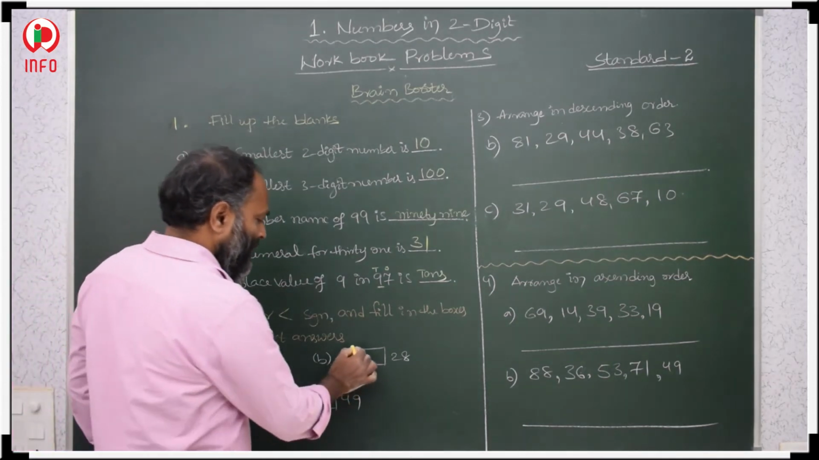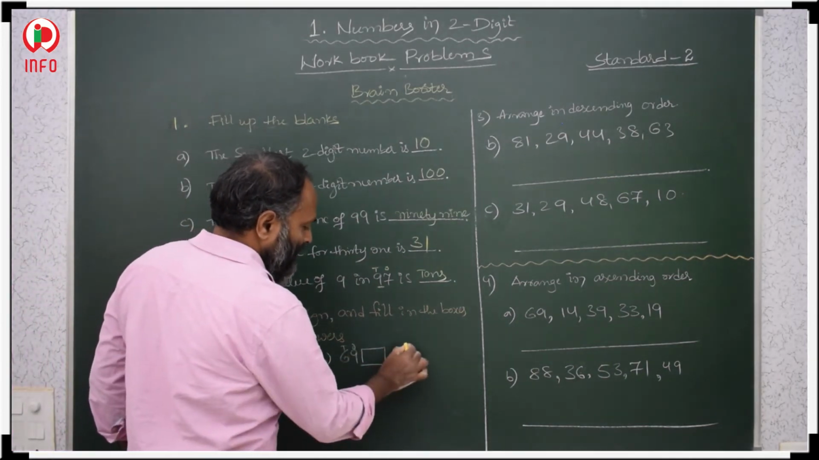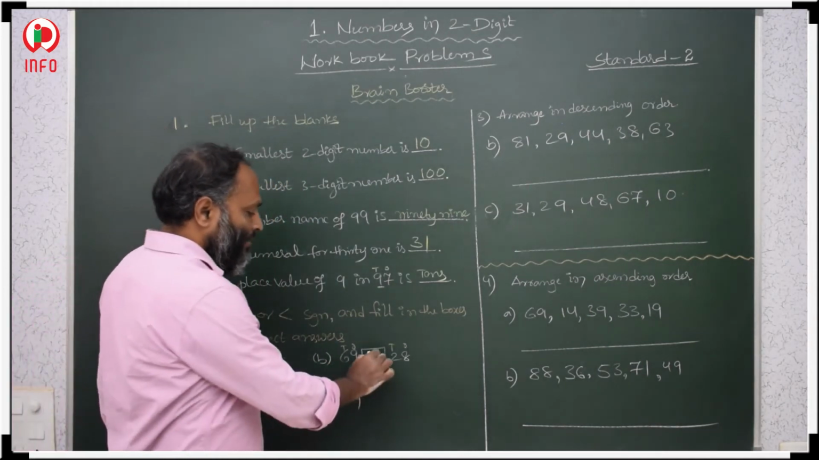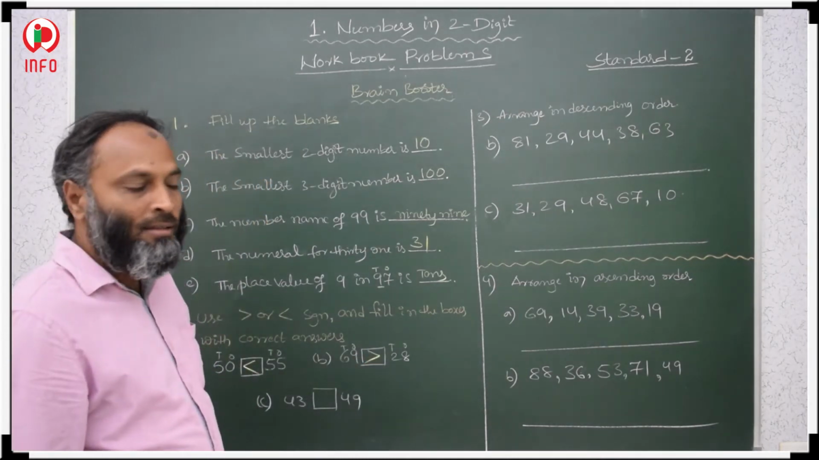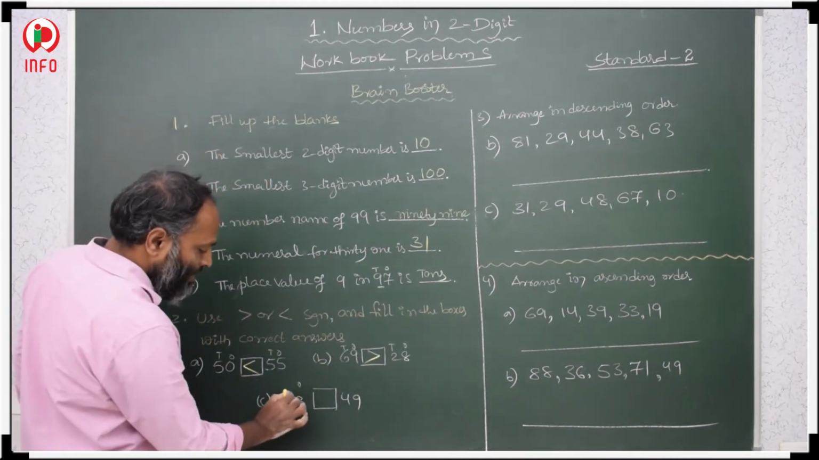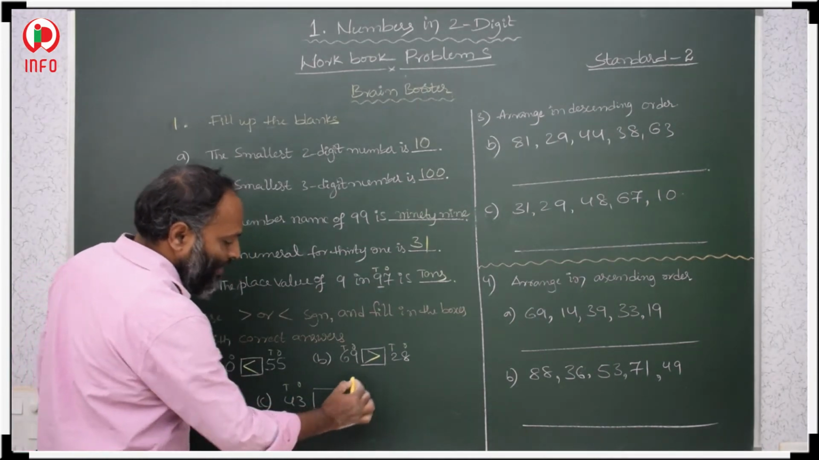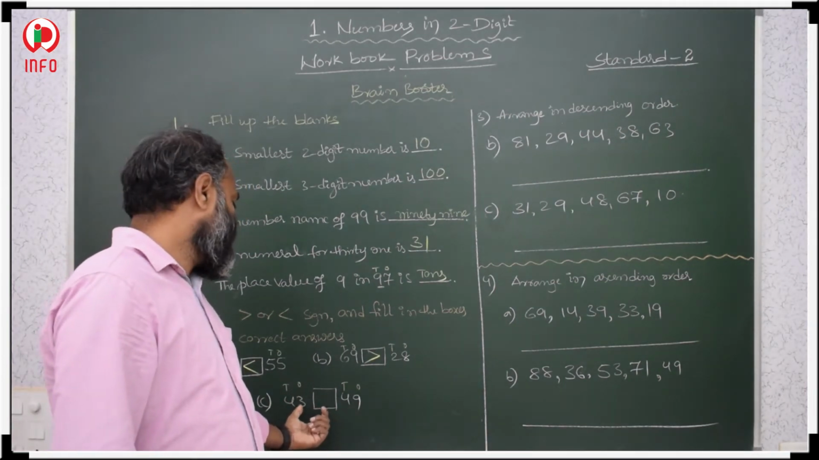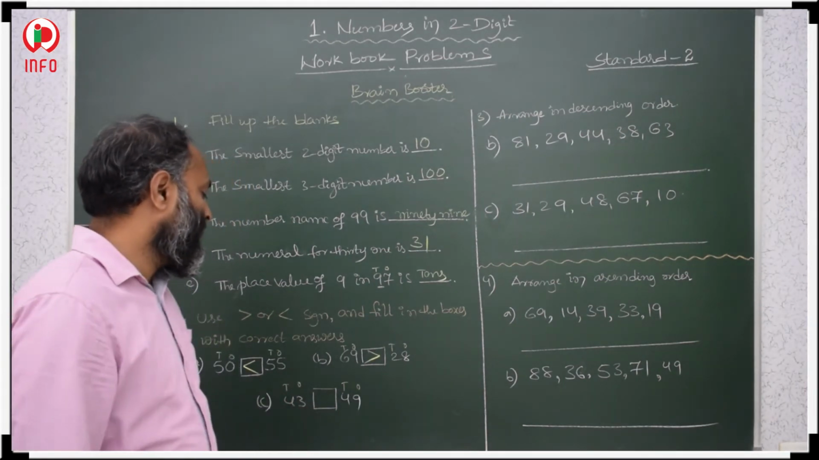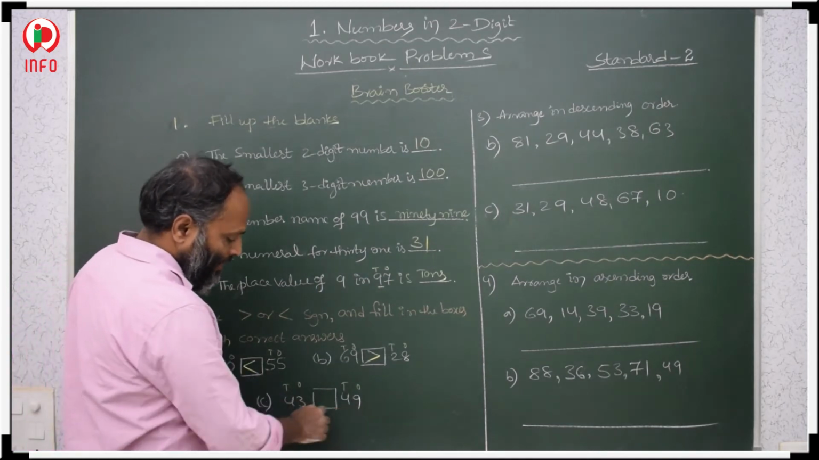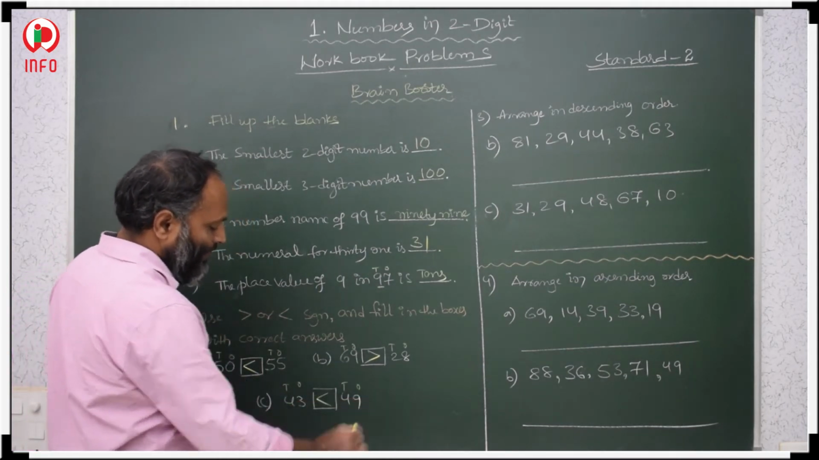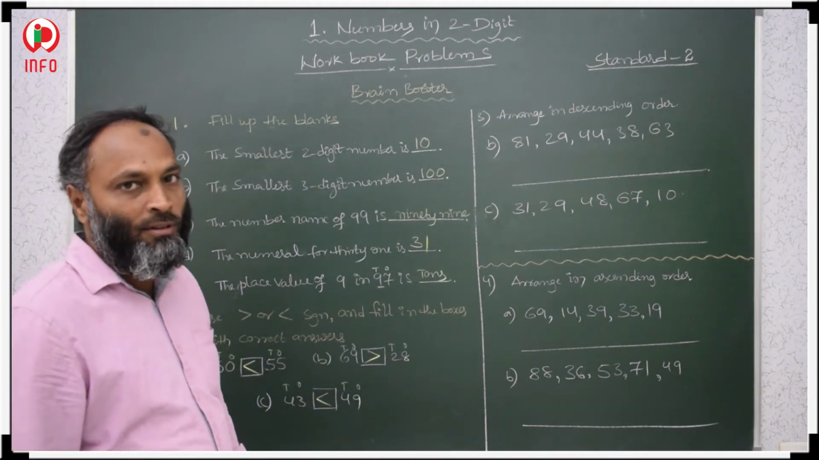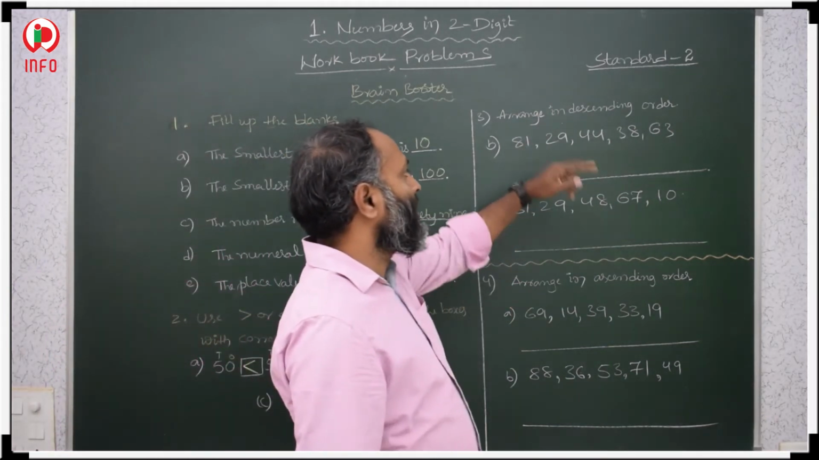The same way, in the tens place, 6 is there and 2 is there. 6 is greater, so the greater than symbol. Next, in the tens place 4 and 4 are equal. Now we check the ones places. 3 and 9. 9 is bigger and 3 is smaller, so less. 43 is less than 49. So like this we have to do. And after that, arrange in descending order.